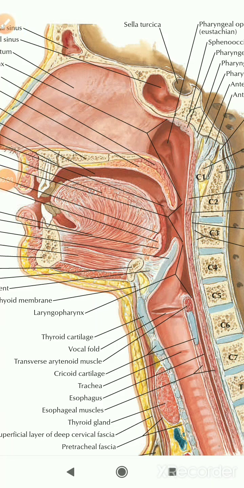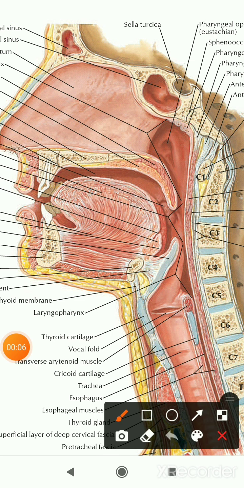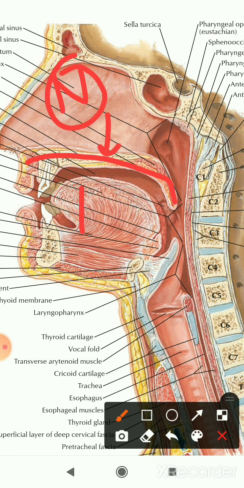Today we will talk about the palate. The palate is a structure which intervenes between the nasal cavity and the oral cavity. Look at that. This is the palate. It forms the floor of the nasal cavity and it forms the roof of the oral cavity.